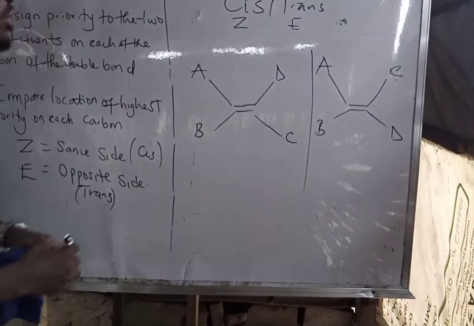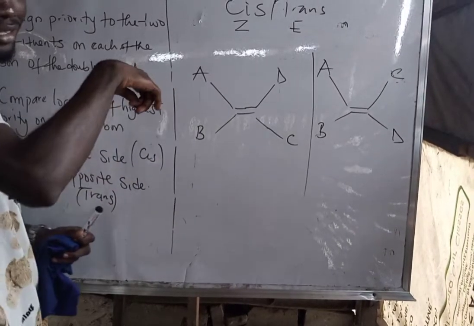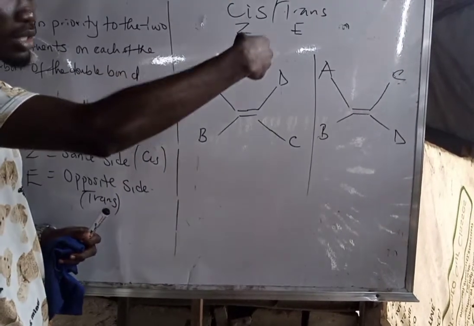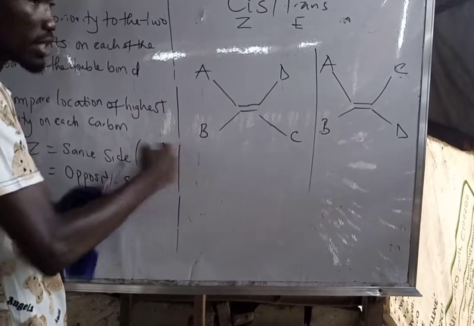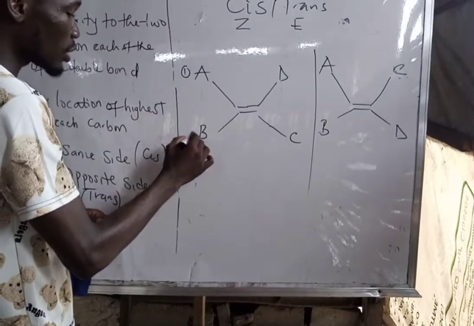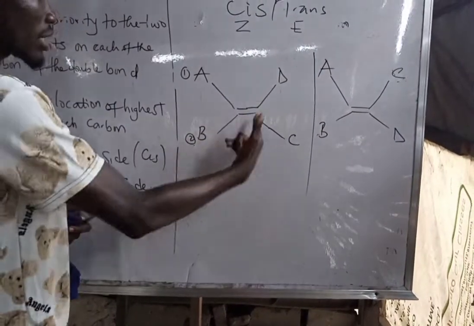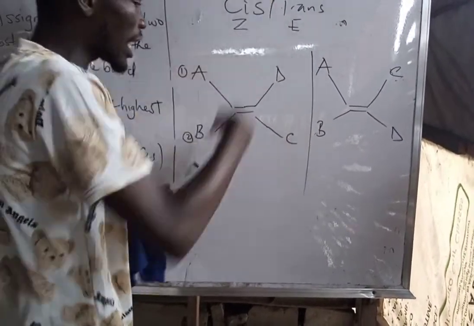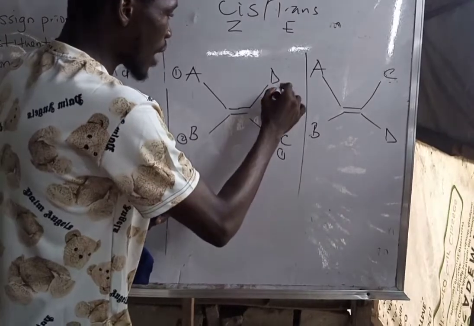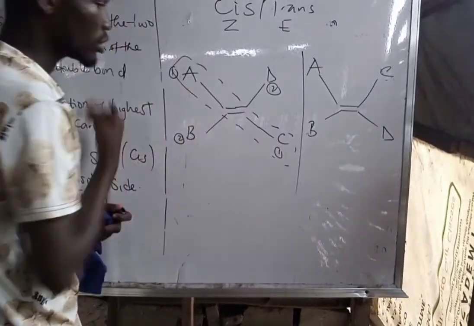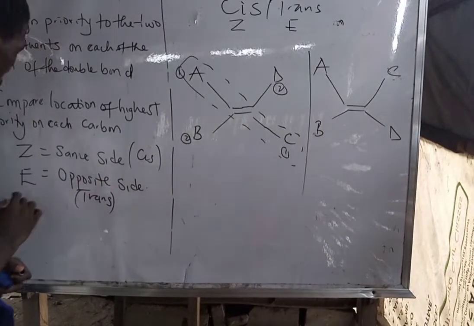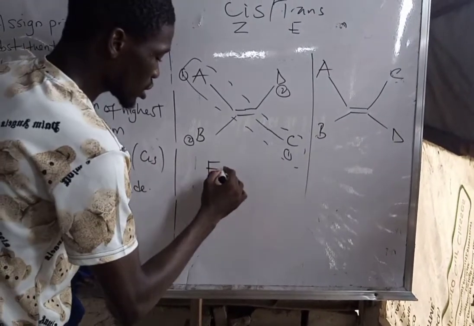Now what we want to check is the one with the highest priority. Alphabetically, we know that A has higher priority than B, so we name this one 1, and this one 2. Going to the second carbon, C has higher priority than D, so we have 1 here and 2 here. Now if the two highest priorities are opposite to each other, are you seeing this form now? We can take it to be the E system.